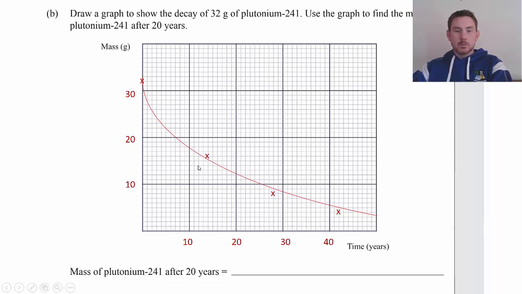And then what we can do is, after 20 years, we can draw a line going up from 20 to see where it intersects our line of best fit, and then draw that line along to the mass axis, and we can see that that value is about 12 grams. So after 20 years, we expect there to be about 12 grams of plutonium-241 remaining. And that is an excellence level question.